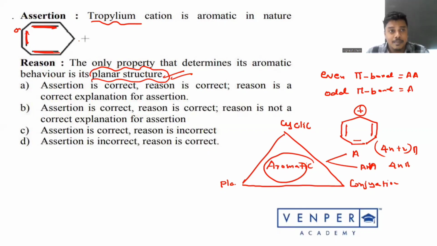Therefore, the assertion is correct, but the reason is not a proper explanation, right? Therefore, option C is correct. Yes or no? The assertion is correct, but the reason is incorrect. Because of the three properties, conjugation, planarity and an even number of electrons, that type of molecule acts as what? Aromatic. Suppose an even number of electrons in an anti-aromatic system. Okay, therefore, option C is correct.